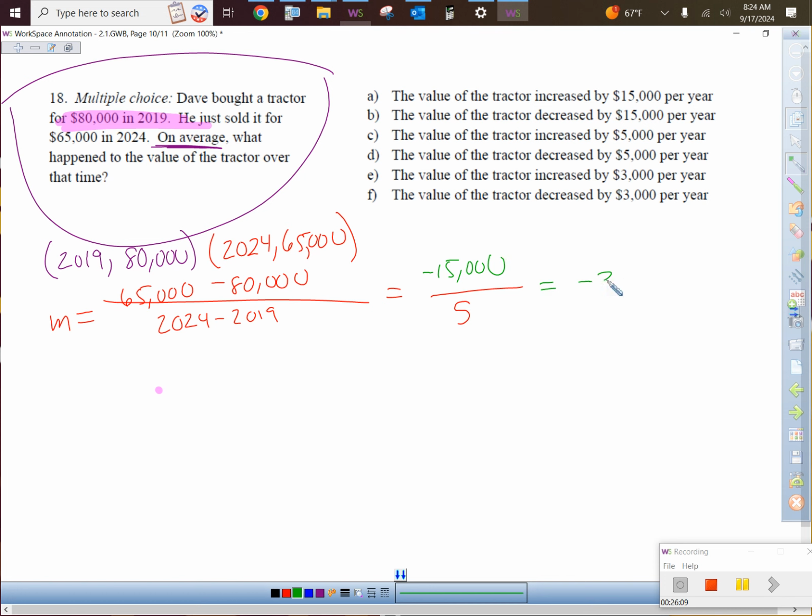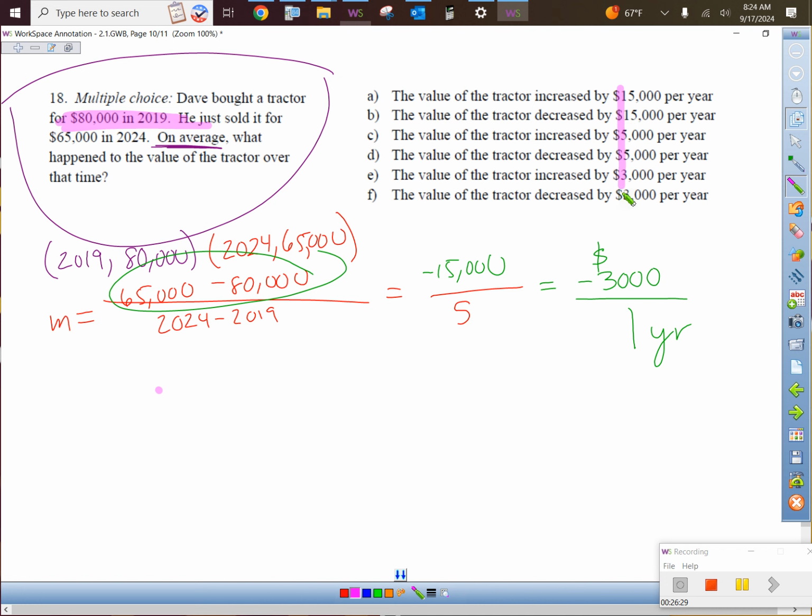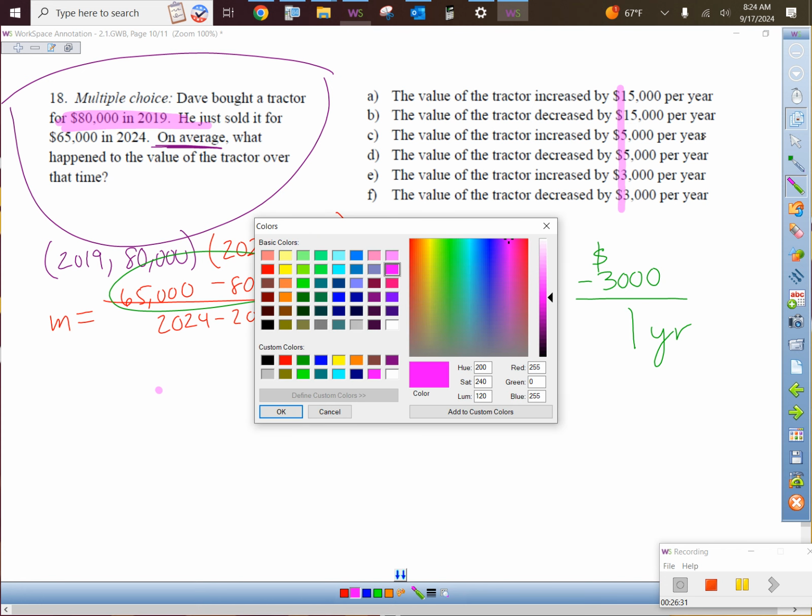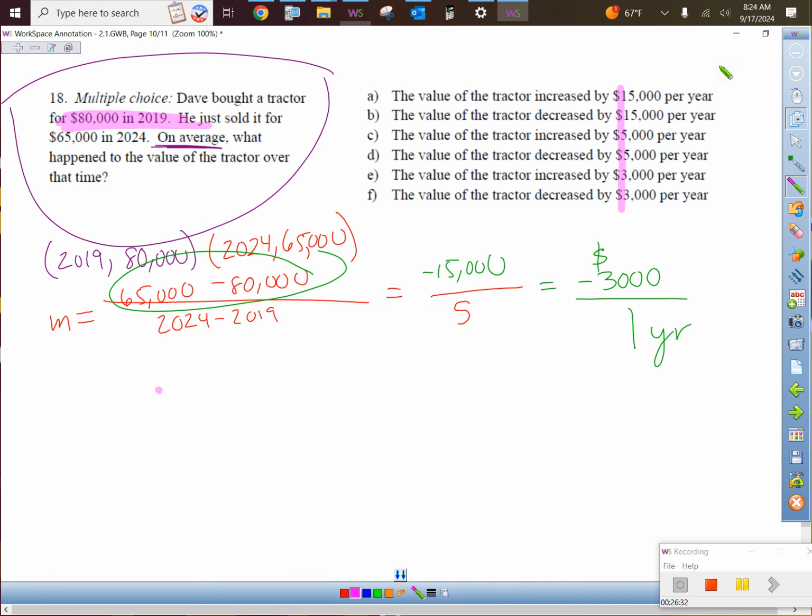So reducing that, what in the world is the label for upstairs? What is 65,000? What is 80,000? What's the label on that? Dollars, right, per year. You can see that every one of these choices goes dollars per year.